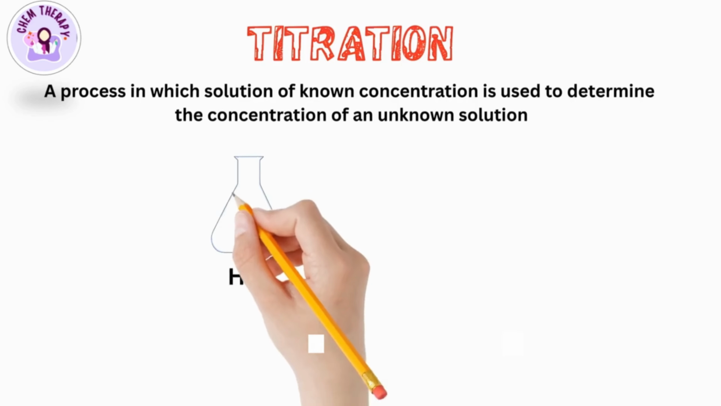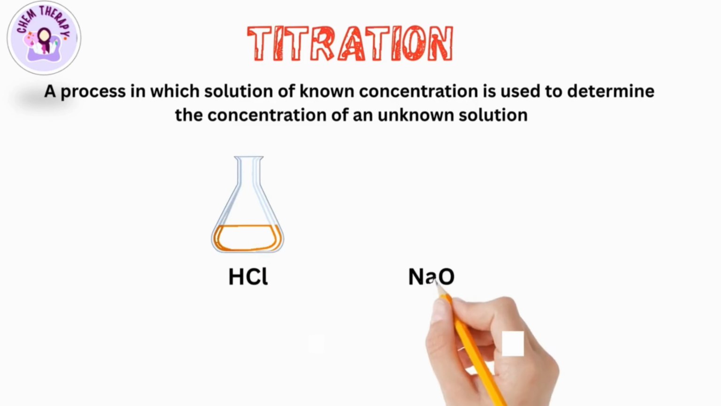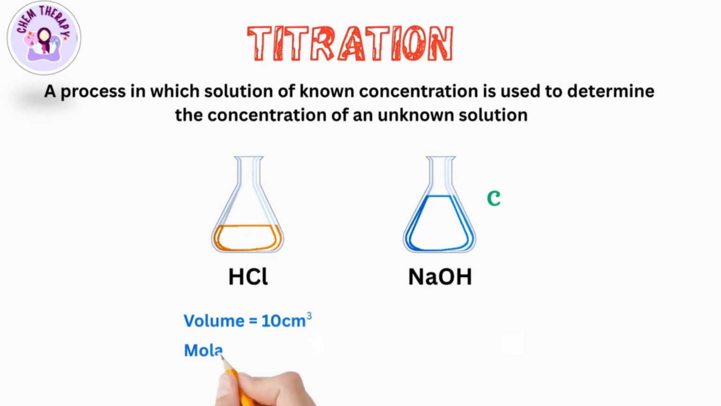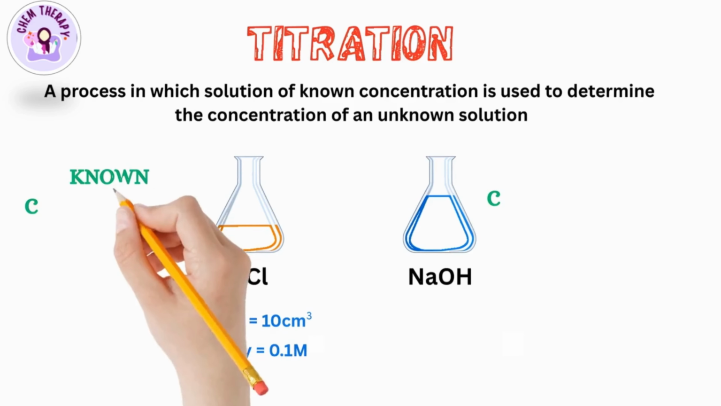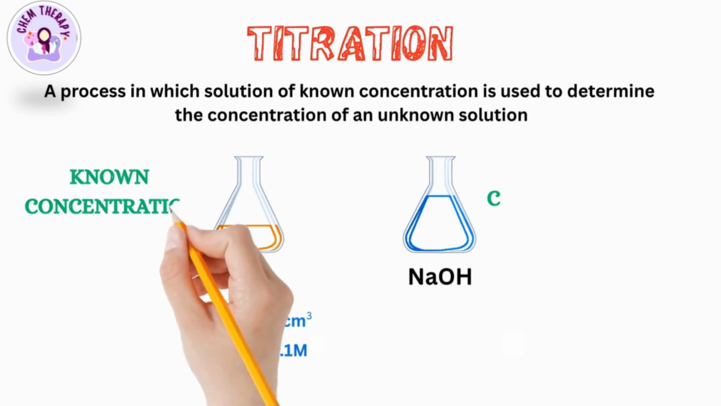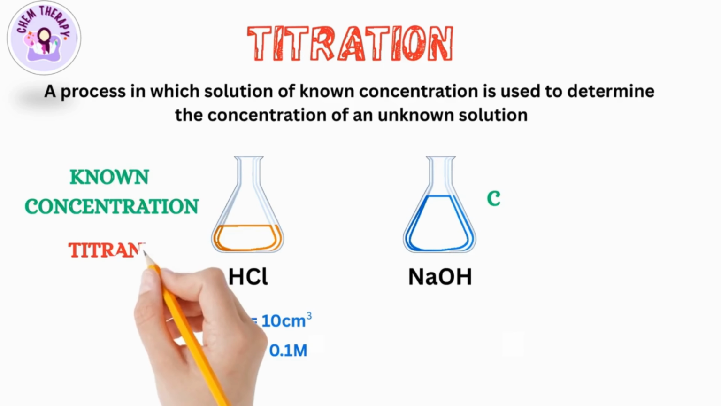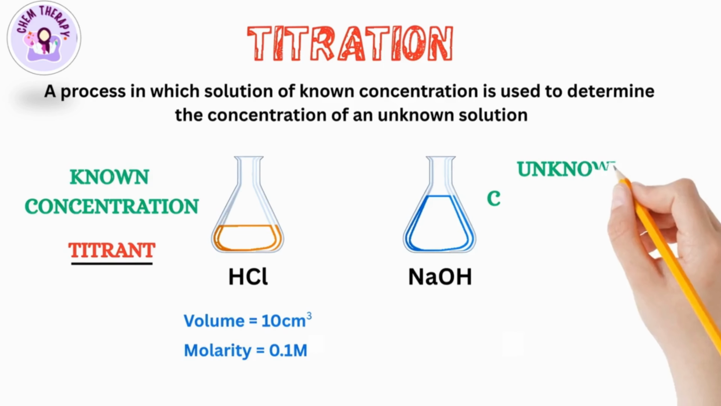For example, we have two solutions of HCl and NaOH. Let's suppose the volume of HCl is 10 cubic centimeter, and its molarity is 0.1 molar. And the volume of NaOH is 50 cubic centimeter, and its molarity is to be determined.